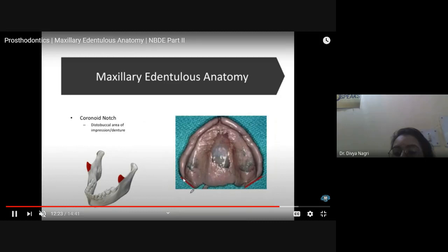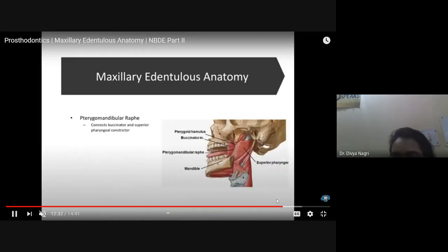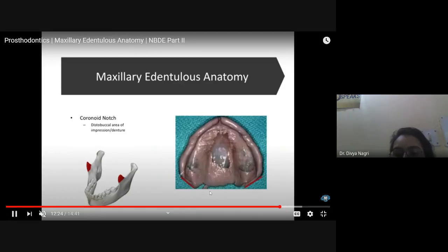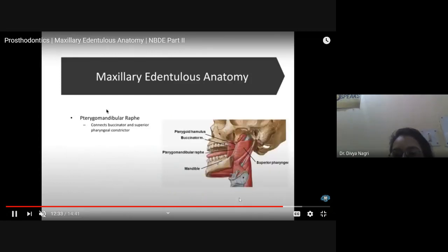If this area is not recorded properly, once the patient wide opens the mouth or moves the mandible to right and left, your denture is going to fall. So this is your coronoid notch. This area is your coronoid notch. Here the coronoid process comes in contact.